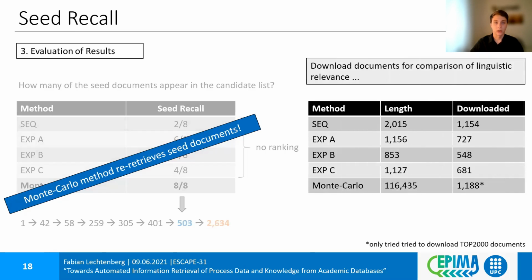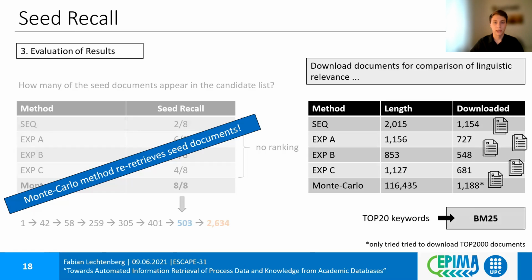Next, we went ahead and downloaded as many of the candidate documents as we could for the sake of comparing the linguistic relevance of the full texts. In the case of the Monte Carlo list, we stopped at the document in position 2000. The complete set of documents has then been compiled and analyzed using the BM25 method. It is important to note that this task of downloading so many documents is not necessary when applying the method. Here, we simply do it to compare the performance of the different lists.